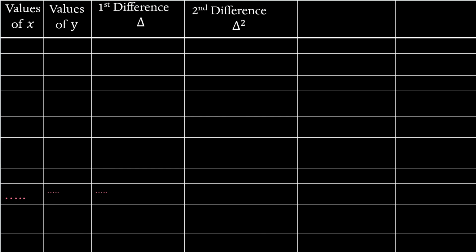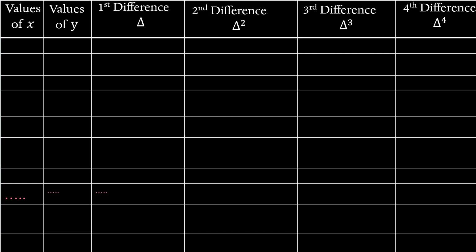First, draw a table. In that table, the row heading should be: first column, values of x; second column, values of y; third column, first difference delta; the next column, second difference delta square; the next column, third difference delta cube; the next column, fourth difference delta to the power 4.